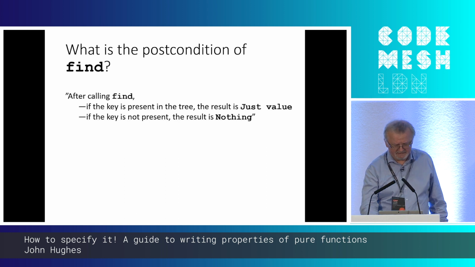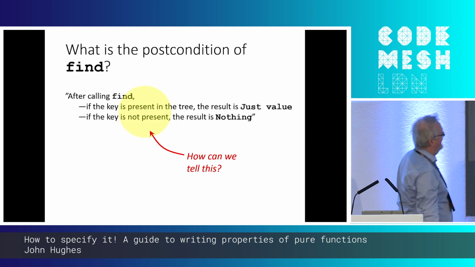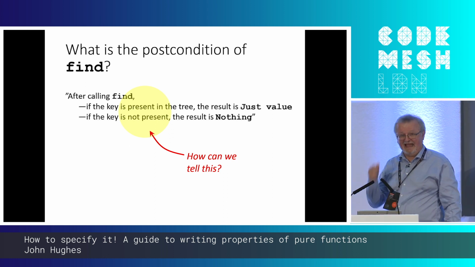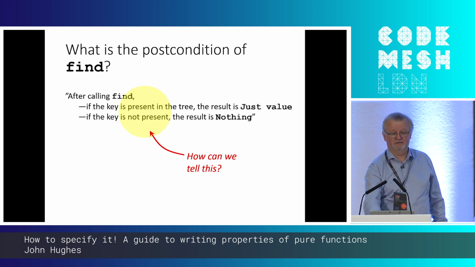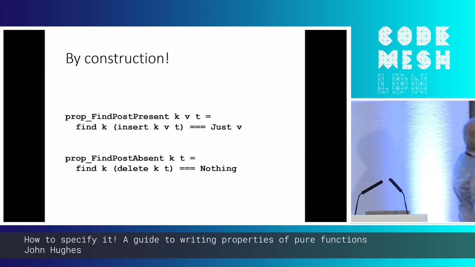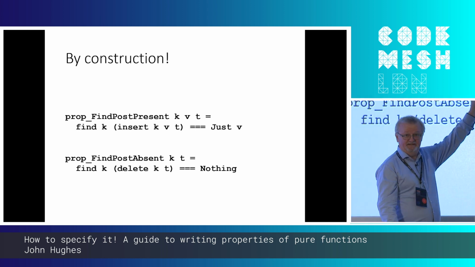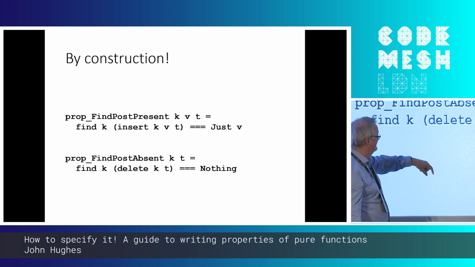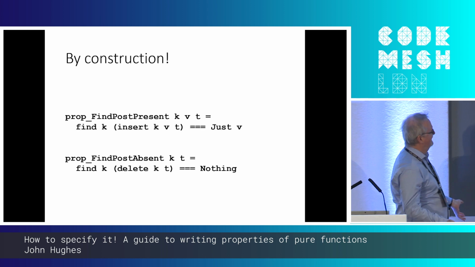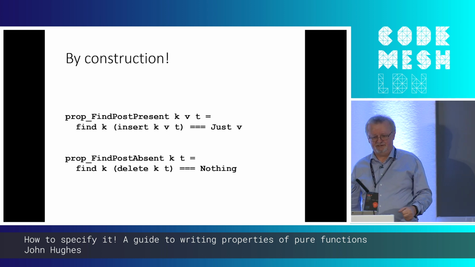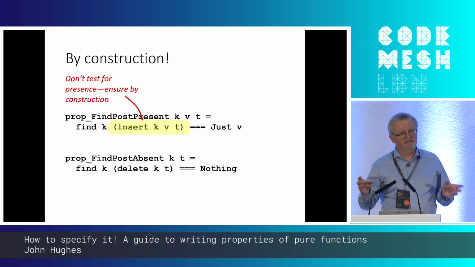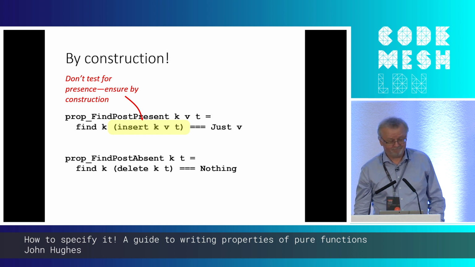Well, a very useful idea is instead of writing a test that checks to see which case we're in, let's write a test that guarantees that we're in one case or the other. So I will actually write two postconditions for find, one of which I guarantee that the key is present by inserting it, and in the other one, I guarantee that the key is not present by deleting it. And now, in each of these cases, it's easy to predict what the result of k should be. So sometimes you need to be a little creative when you write postconditions to avoid stepping into the trap.